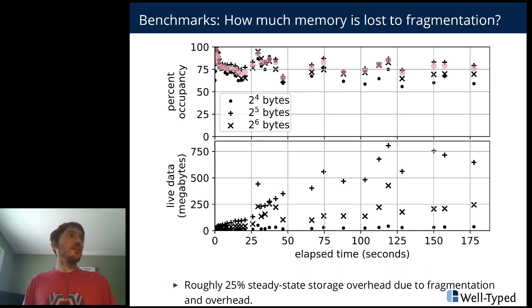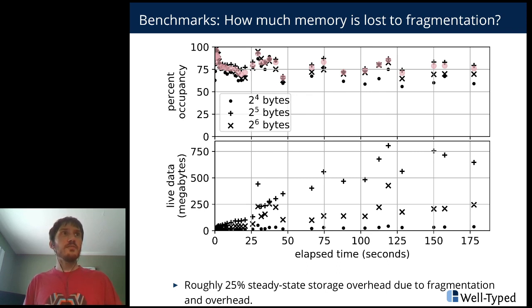Here we're looking at the occupancy, which is essentially the fraction of overall heap size that actually contains live useful data in the non-moving heap. And we're looking at this for 3 different object size classes, 2^4, 2^5, and 2^6 bytes, as well as these pink points, which are the overall occupancies integrated over all size classes. And we see here that over the course of this program run, which is an execution of GHC compiling the Cabal library, occupancy remains around 75%.